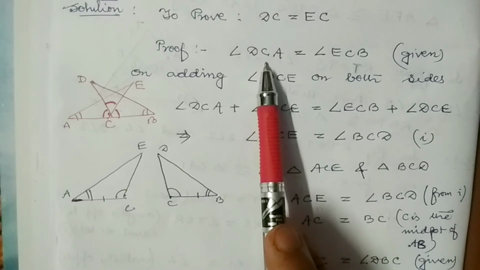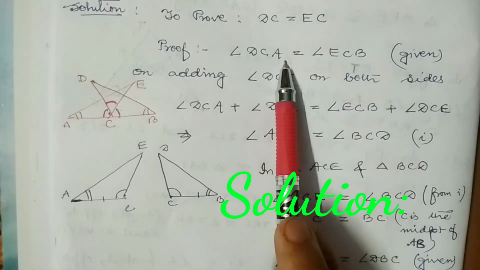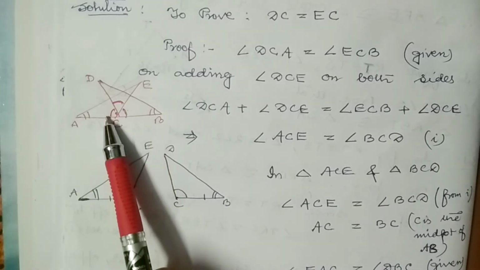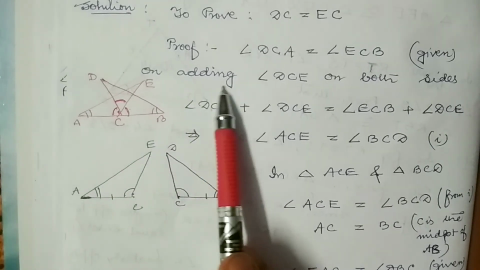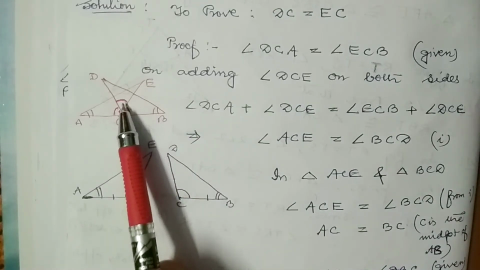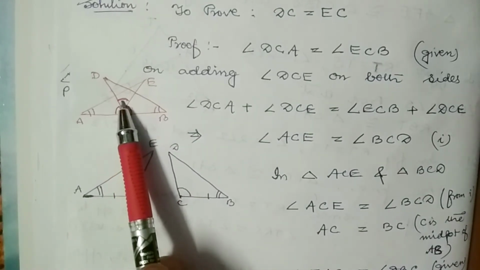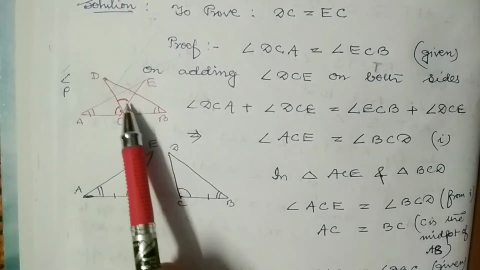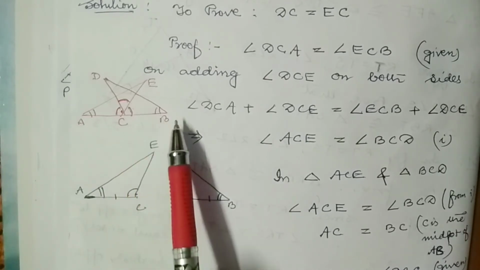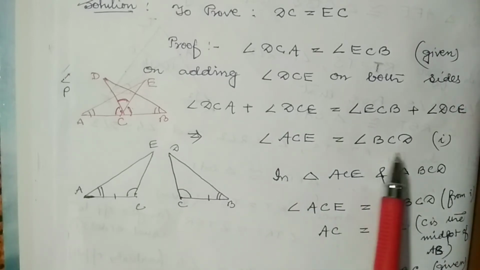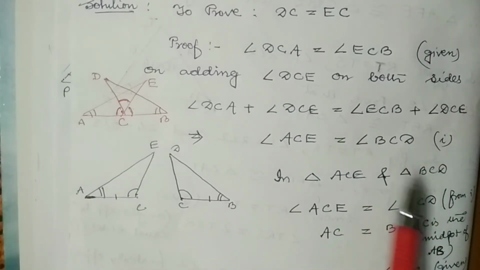So here in the question it is given angle DCA equals angle ECB. These two angles are equal. On adding DCE on both sides, we are adding this angle DCE with both the angles. So this plus this, if I add these two angles, I am going to get this angle ACE, and if I add these two angles, I am going to get BCD. Fine. So I am going to get ACE equals BCD. Let it be equation number 1.